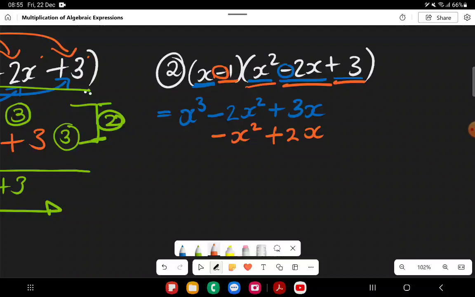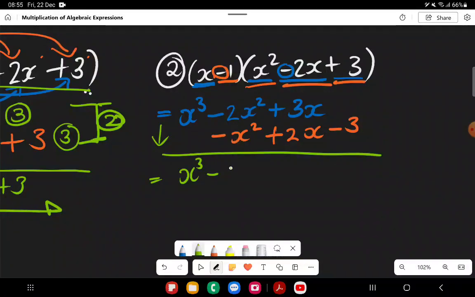Let's do the third one. Minus times plus is minus. 1 times 3 is 3. Finally, I add them up going down. So that becomes x cubed. Minus 2 minus 1 is minus 3x squared. Plus 3 plus 2 is 5x minus 3. And that's your answer.